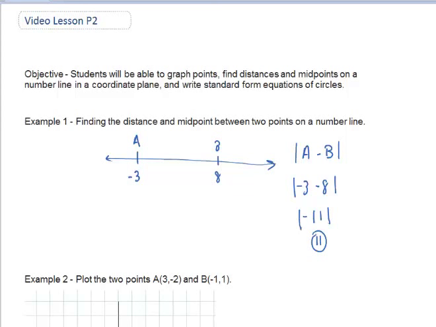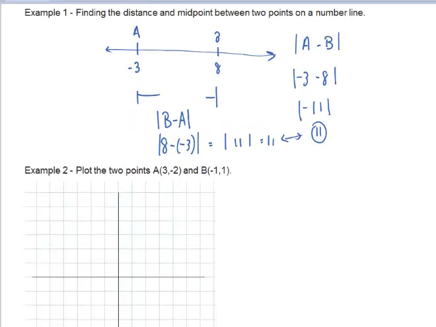It doesn't matter about the order whenever you find distance. If you did the absolute value of B minus A, you would get the same result. That would be 8 minus -3, and that would end up giving you the absolute value of 11, which would be 11. So the answers match.